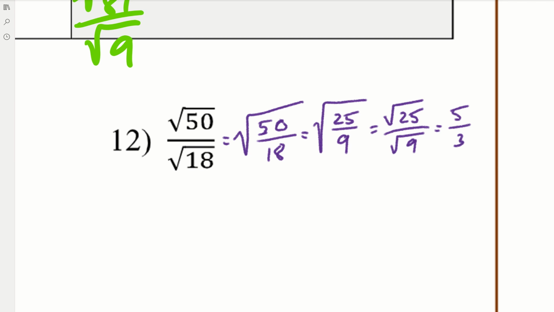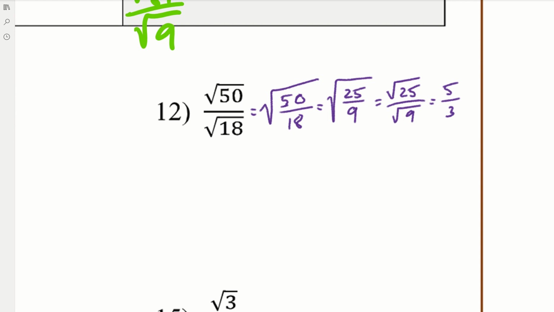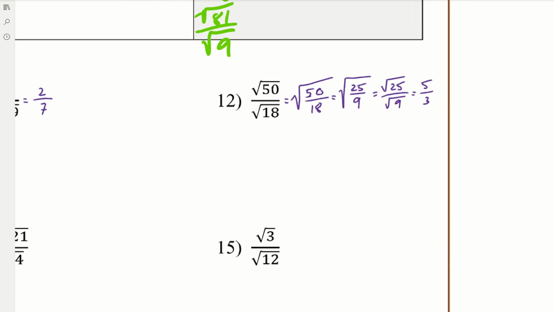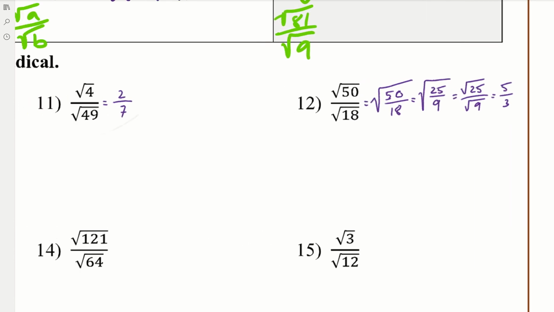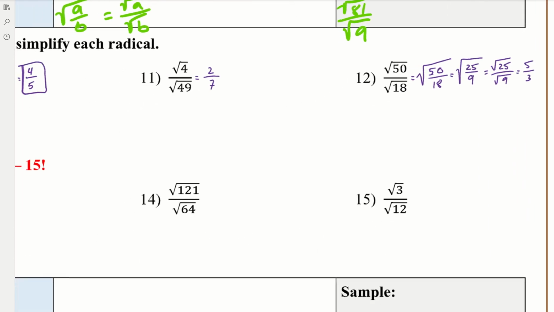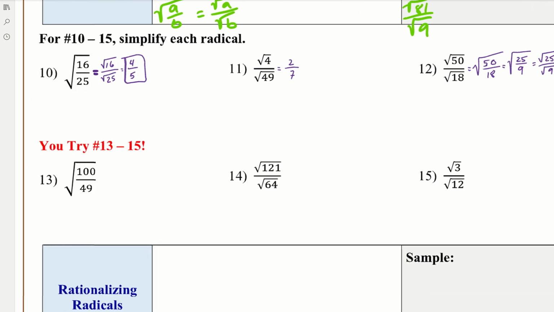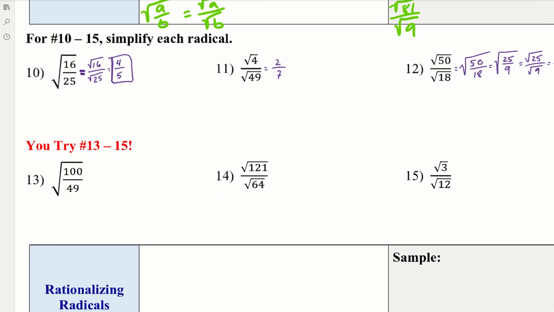The reality is, when you guys get more accustomed to this, you will be doing a lot of this in your head. When I show this, I show every step, but when you do it on your own, you'll be skipping steps in your head. You guys know the drill. Pause the video and come back when this is done.